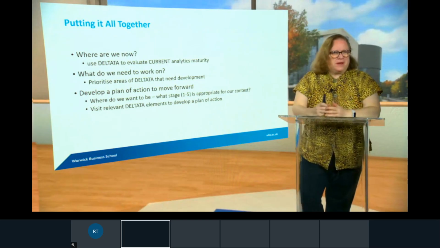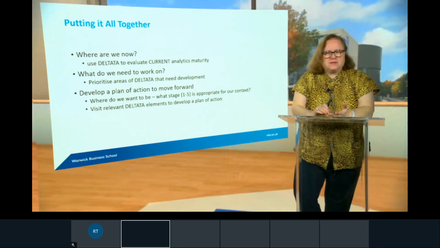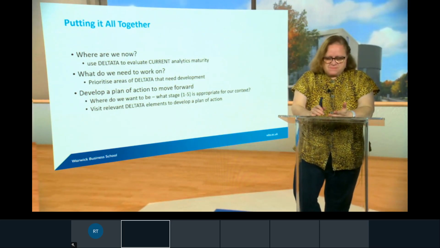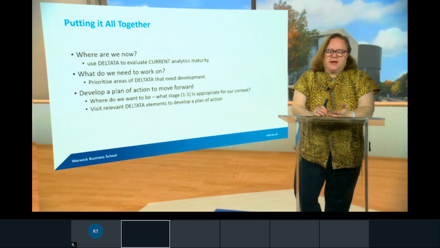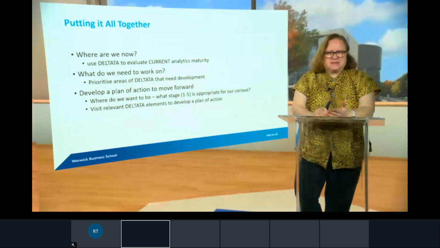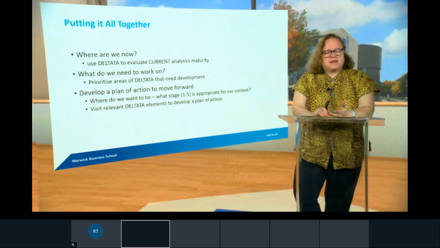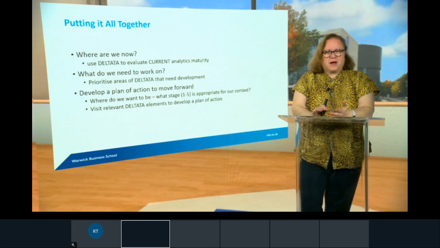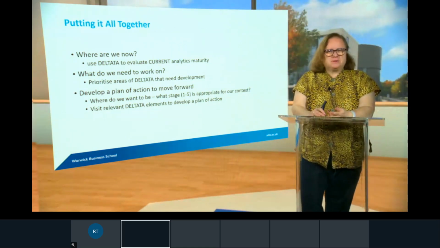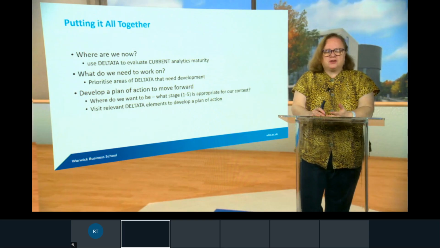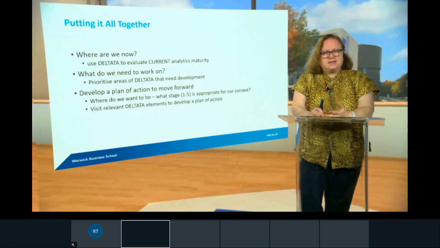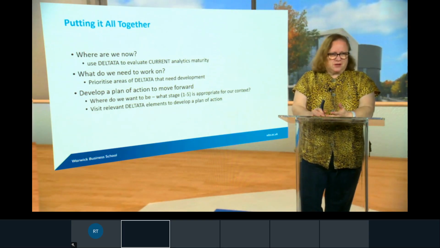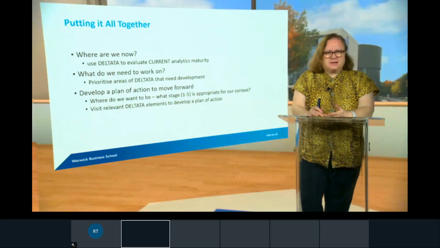So, where have we been? You start off with your Delta Plus analysis. That tells you how you score each of the Delta Plus attributes. You average the score. That tells you where you currently are in terms of your organizational analytics maturity. You then prioritize each of the Delta Plus attributes. That gives you an indication of what you think needs to be worked on most urgently. You then have to decide, what are you going to do?